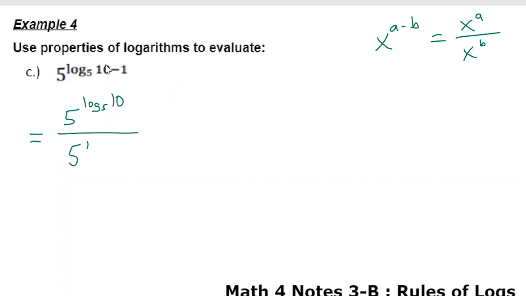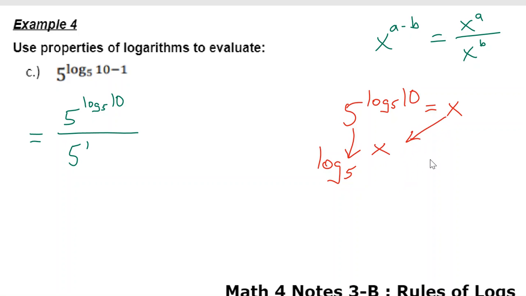Now, I know you need to see this to believe that Mr. G is not just blowing smoke in unpleasant places. So here we go. We're going to set it equal to x. And if we are doing that, then we should be able to rewrite it as log 5 of x. Now, that doesn't look that clean.